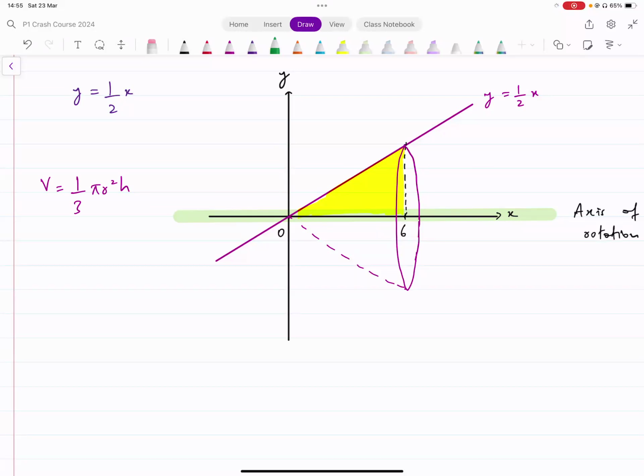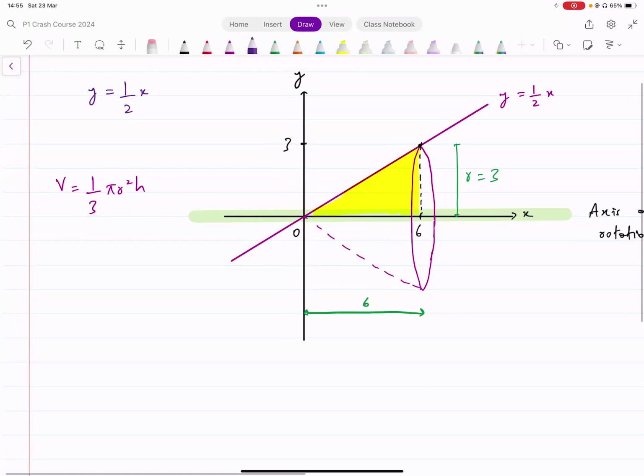Do we know the radius? If x is equal to 6 here, what about the value of y? We can input x equals 6. That gives us y equal to 3 corresponding to x equals 6. That means at this particular point, the y value is 3. So what's the radius of this cone then? This is the radius of the cone. That's 3. What about the height of the cone? Height is this height, right? From the vertex to the base of the cone, that is 6 units.